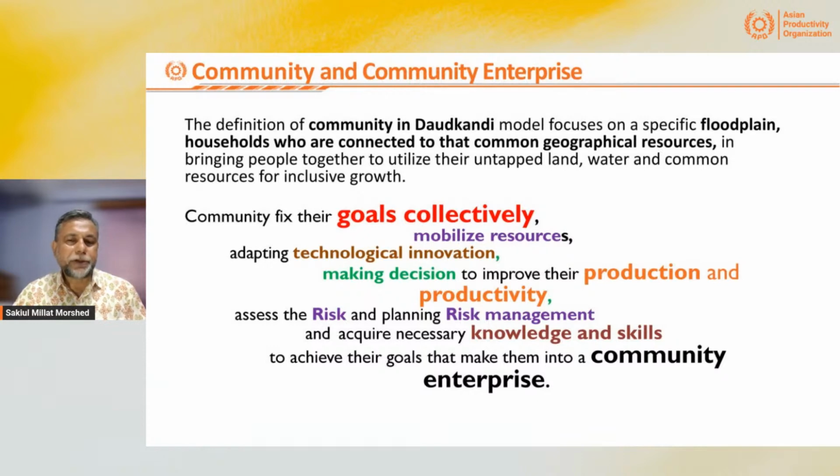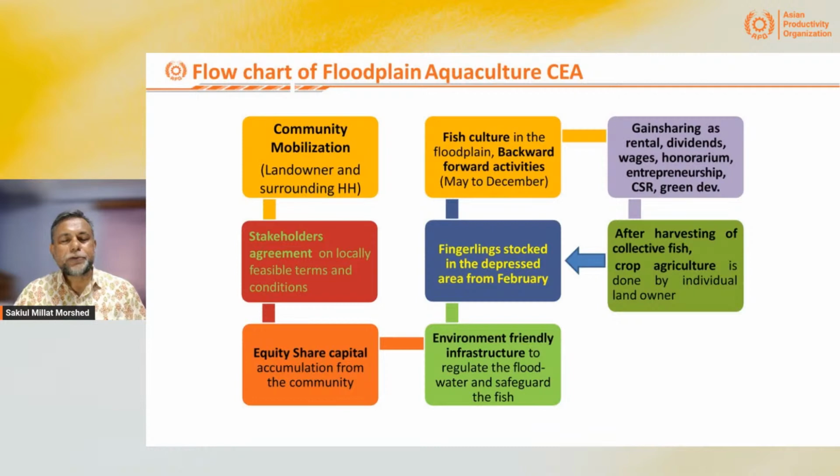First of all, the community, and when the community takes this enterprise initiative, that's how it becomes a community enterprise. If we look at the flow of this community enterprise formation and activities, how it runs, the very first thing is you need to mobilize the community, the landowners or the households surrounding these floodplains. Then these stakeholders should have a common agreement on the local feasibility, whatever is feasible in local terms. There are no stringent conditions. It can be tailor-made according to the local context.